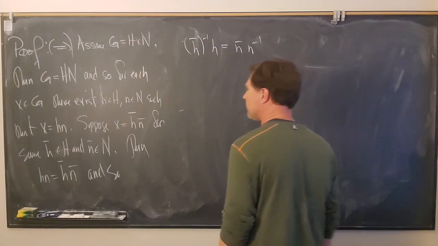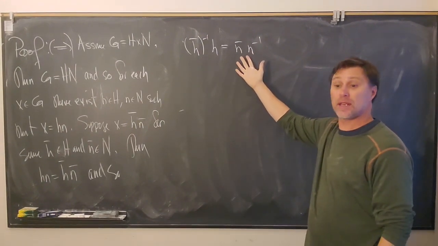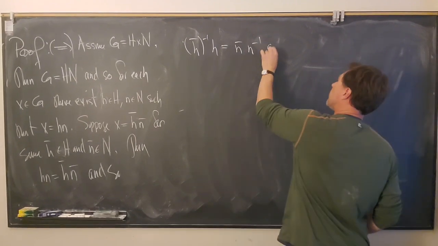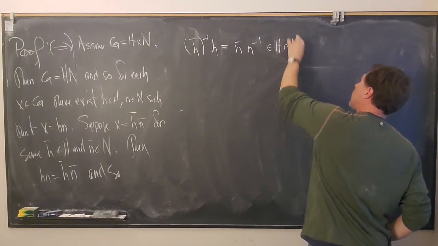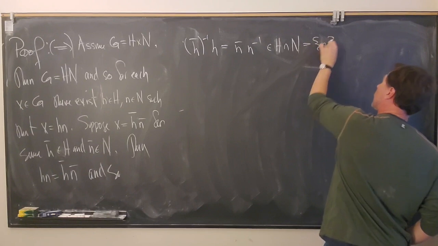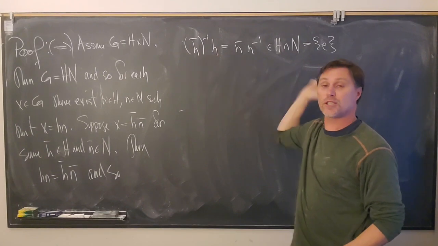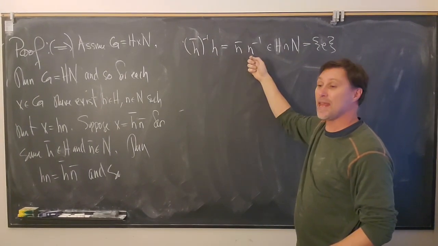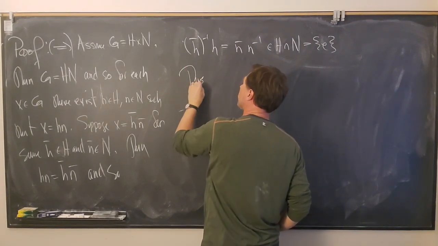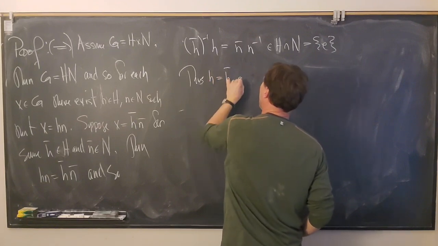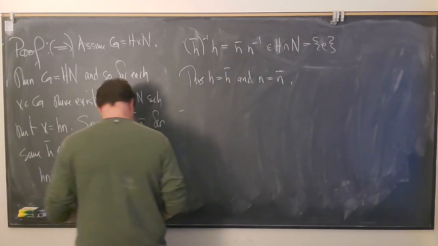Now, where does this live? Well, this lives in H, and it's equal to something that lives in N, which means that this has to live in the intersection. So this lives in H intersect N, which by assumption is trivial. So what does that tell us? It tells us that h bar inverse times h is the identity. It tells us that n bar times n inverse is the identity. So we can say thus, h equals h bar and n equals n bar. All right, so that tells us that we have unique expressions.